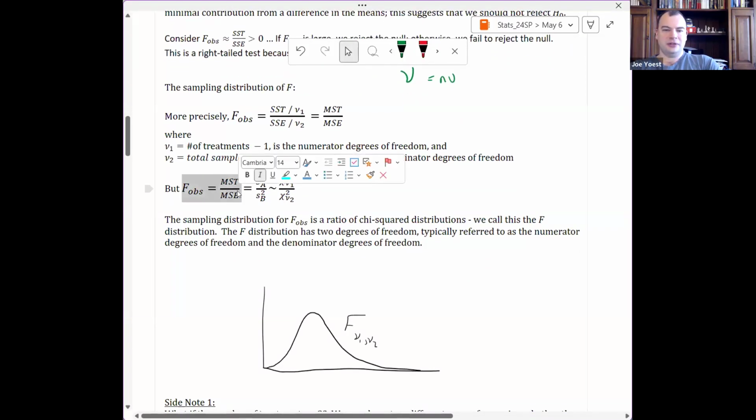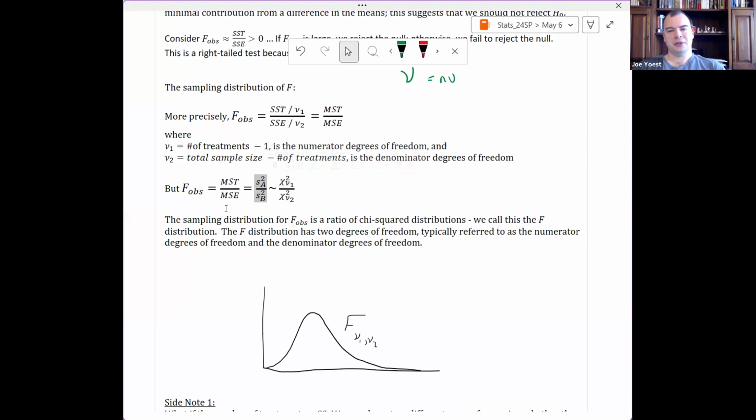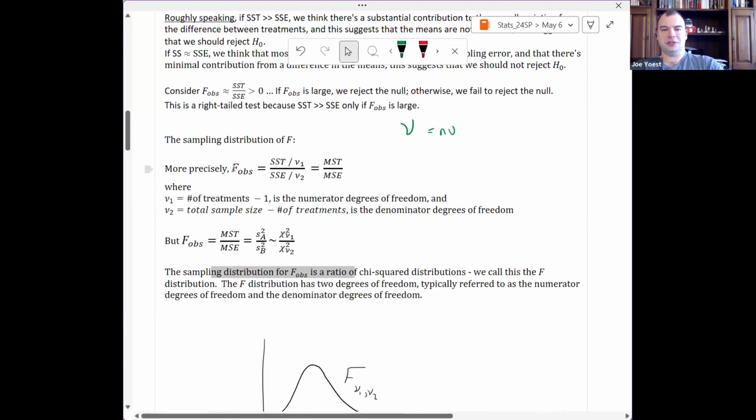If we look at F observed, again, we said that that's basically a ratio of 2 variances. But if we think back to chapter 7, when we did confidence intervals for variances, we knew that confidence intervals for variances used chi-squared numbers. Variances were more or less distributed like chi-squared numbers. If I have the ratio of 2 sample variances, it turns out to be more or less the ratio of 2 chi-squared numbers. So the sampling distribution for F, this goofy new statistic, is really just the ratio of chi-squareds.